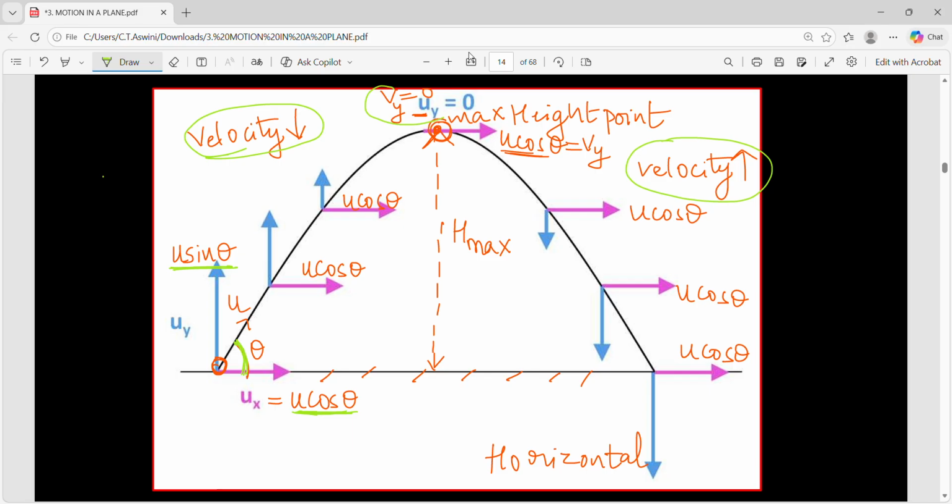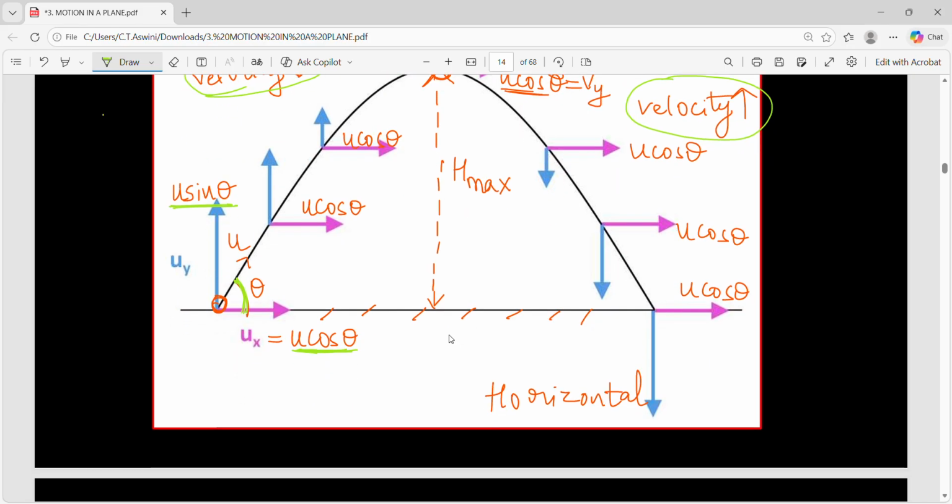Now I want you to observe these 2 points. Let me denote it as A point and B point.